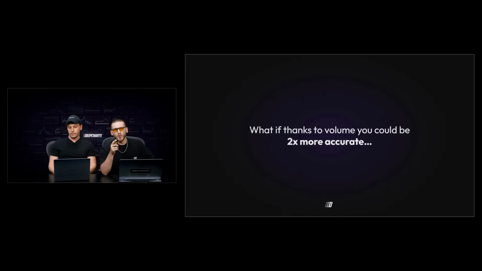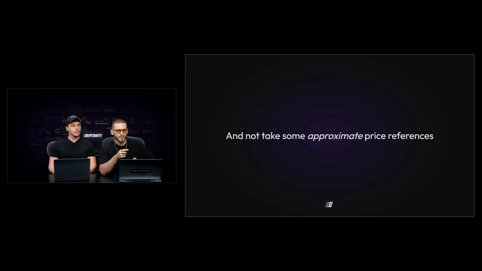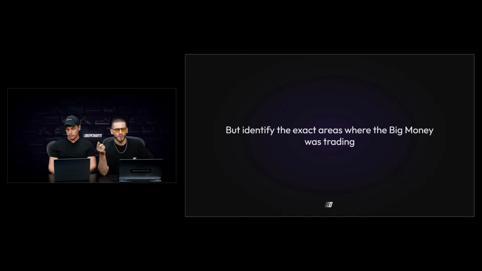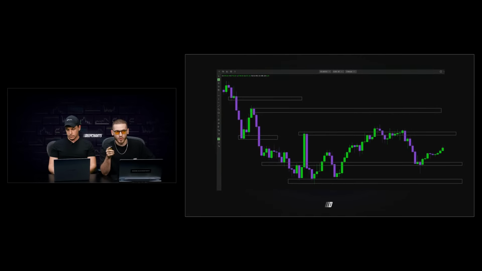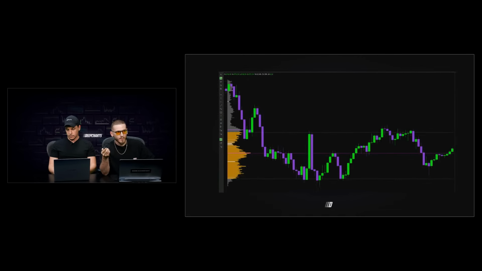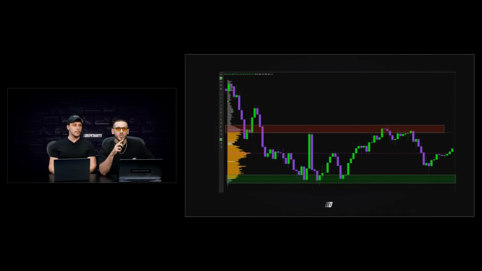So what if, thanks to volume, you could be twice as accurate and not take some approximate points of reference, but identify the areas where the big money was trading? So instead of this, you plot a volume chart, a volume profile, and look at those lines. Look at the value area. I don't even need to draw anything now. Do you see how precise that is? Do you see the reason why these two areas are the real areas of supply and demand, of the support and resistance? Because anything outside of that is not fair value.